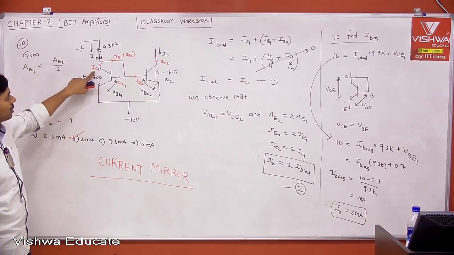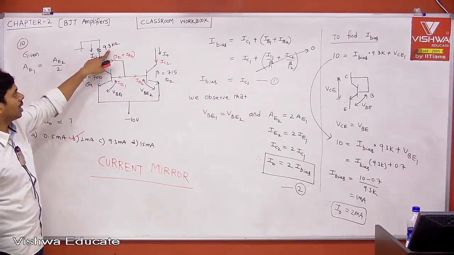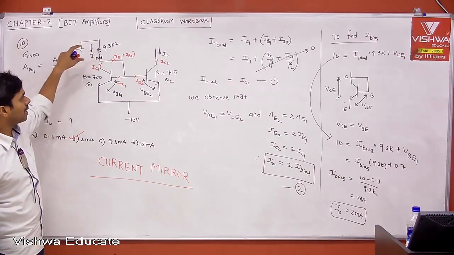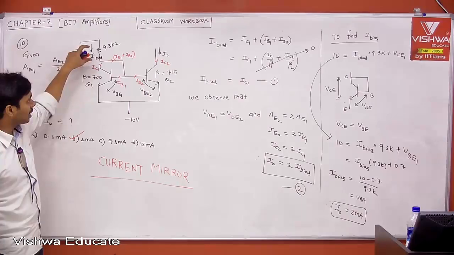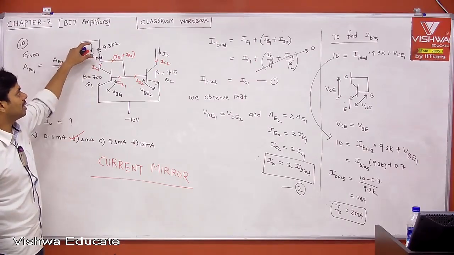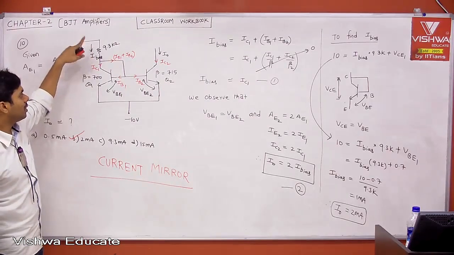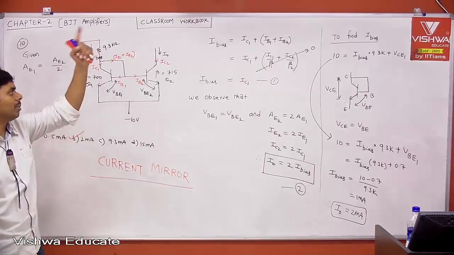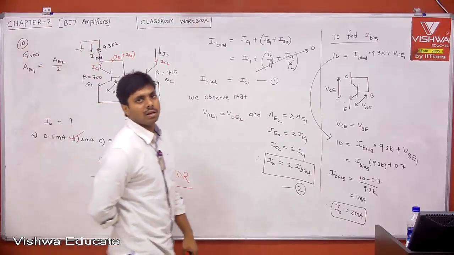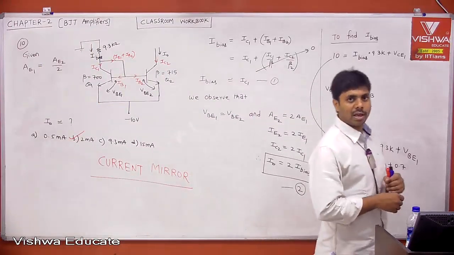But how to make this IC1 constant? Sometimes instead of the resistor, people put a current source, an ideal current source. But how to get that ideal current source? That is a different topic. But if you put an ideal current source here, then it will always be a constant current. That constant current will be mirrored to so many branches, depending on area.